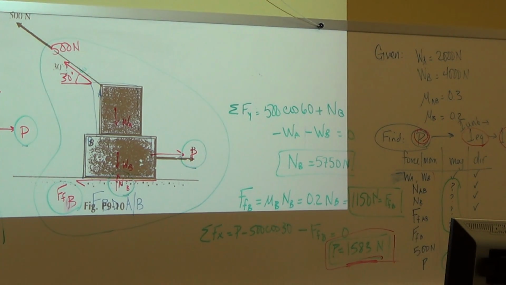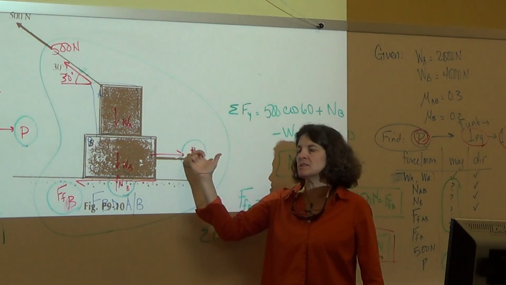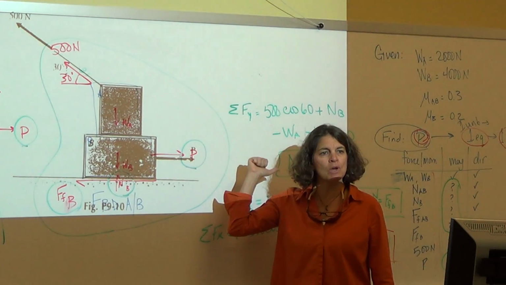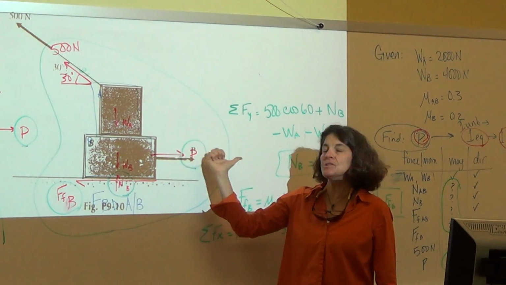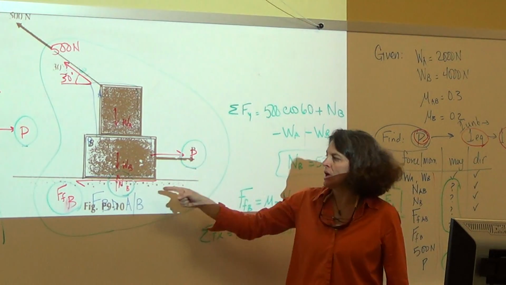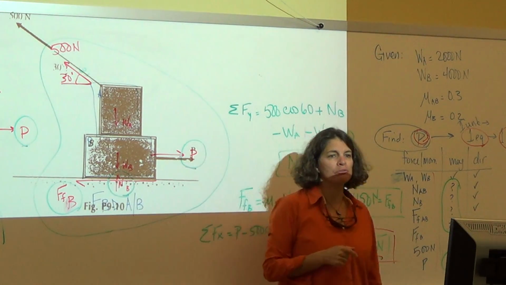So we analyze it as if it was about to move. Did we actually pick a direction to say it's about to move this way? Yes, because look at where P is. If P is 0, the blocks are not going anywhere. But if you start pulling on P, which way is the block going to go? It's going to the right. And we had to decide on the direction, otherwise we wouldn't know which way the frictional force goes.